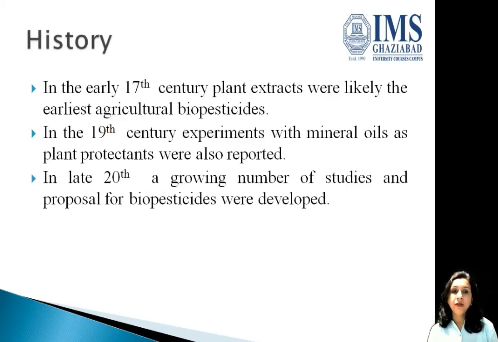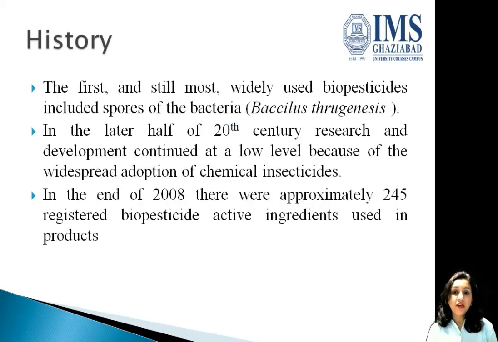So let's share some history of biopesticides. In the early 17th century, plant extracts were likely the earliest agricultural biopesticides. So the plant extracts were isolated and used as agricultural biopesticides. In the 19th century, mineral oils as well as plant products were also reported. Later on, a number of studies and proposals of biopesticides were developed. The first and still most widely used biopesticide included the spores of the bacterium Bacillus thuringiensis, or in short form, BT.